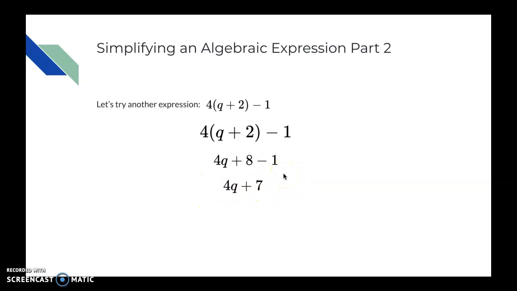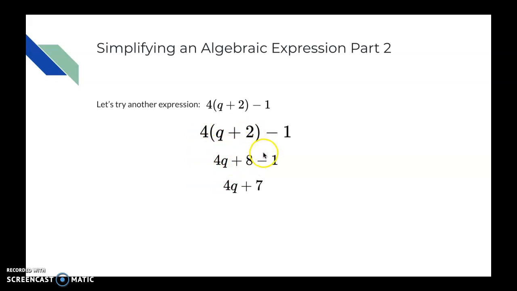Now let's talk about this one. There's parentheses in this one: 4 times q plus 2, close parenthesis, minus 1. When there's a parenthesis and there's a number in front, that means you have to multiply it to the numbers in the bracket. So q plus 2 is in the bracket and 4 is outside. So we're going to be multiplying 4 by q and 2. So 4 times q is 4q, plus 4 times 2 is 8.